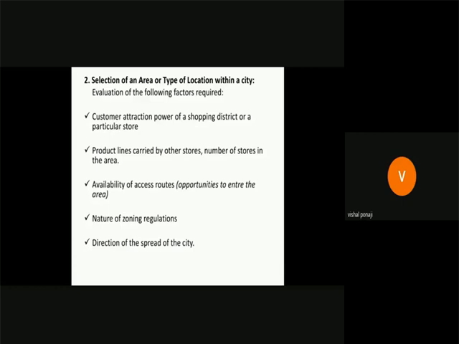Then there is the number of stores in that particular area. If you go through the number of stores in the area, you get an idea of which types of products are sold there and what the level of competition is. That also has to be considered. Also consider the availability of access routes, the opportunity to enter an area. This has to be keenly observed. If you recall Porter's Five Forces model, this is the threat of new entrants, especially competitors or the present players in that market.